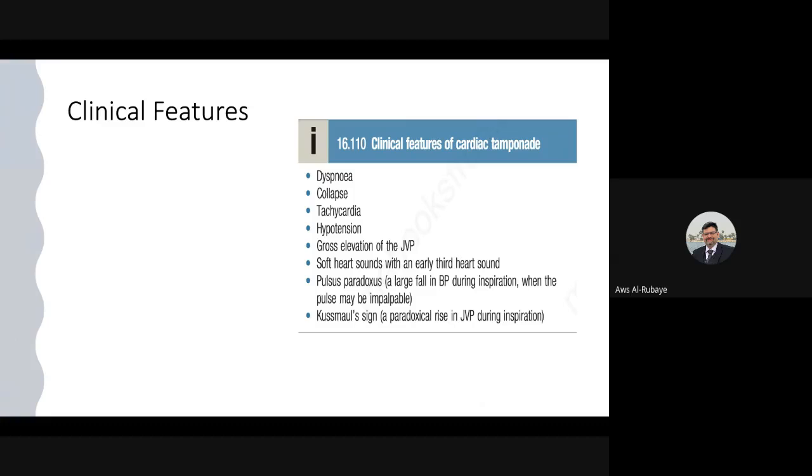And this pulsus paradoxus is a misnomer. It is not a true paradox. It is just aggravation of the normal physiology. Davidson mentions Kussmaul sign as also, which is a paradoxical rise in JVP during inspiration. However, it is more evident in constrictive pericarditis.